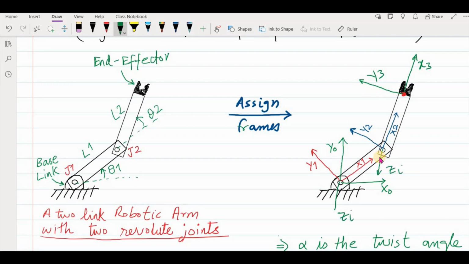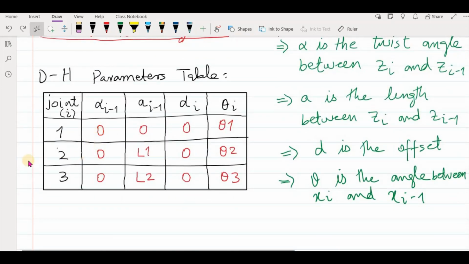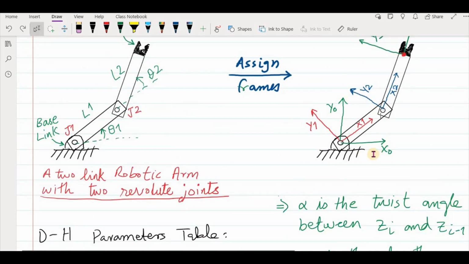zi minus 1. So they both are parallel. That is why the angle between them, which is the twist angle, will be 0. So that's what we put in our DH table for frame 2, or the frame for joint 2. We put alpha 0. And now the link length.